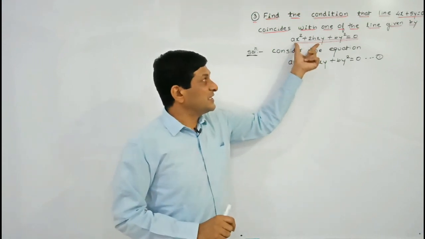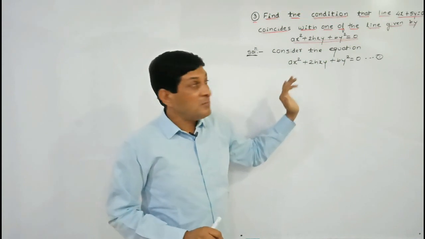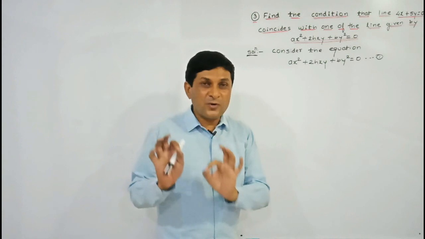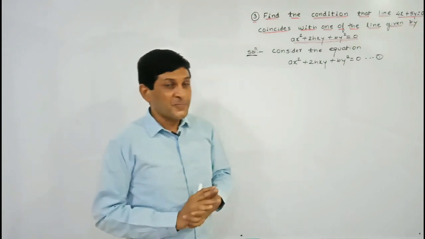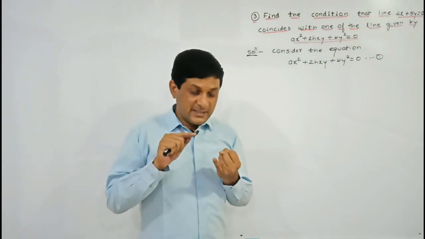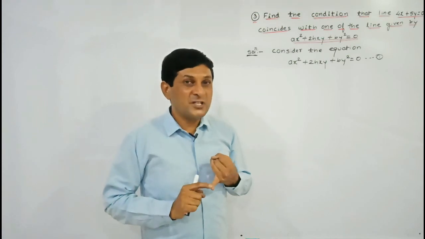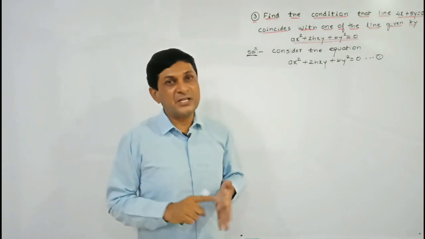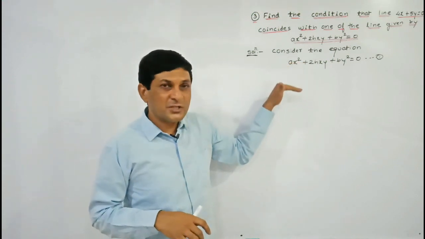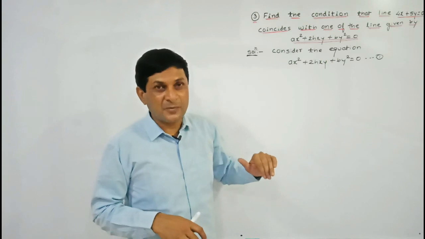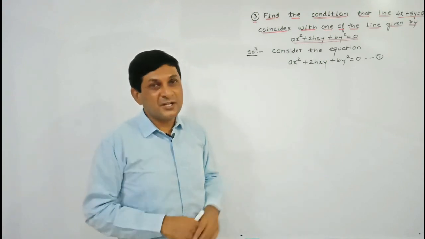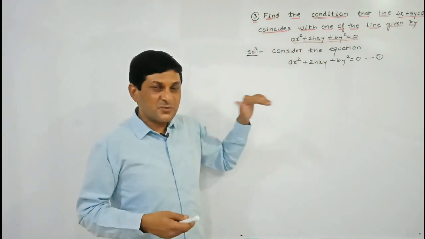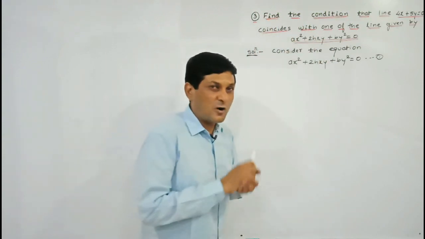So first we have considered this equation, and one of the lines represented by this equation coincides with the line 4x plus 5y is equal to 0. Already I have told in one example that if a line represented by a homogeneous equation is given, or a coincident line or parallel line or perpendicular line is given, at that time convert this equation into its auxiliary equation, and using the auxiliary equation try to find our required value or here the required condition. So first we are writing the auxiliary equation of this equation.